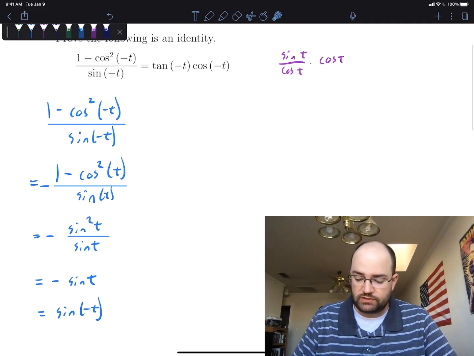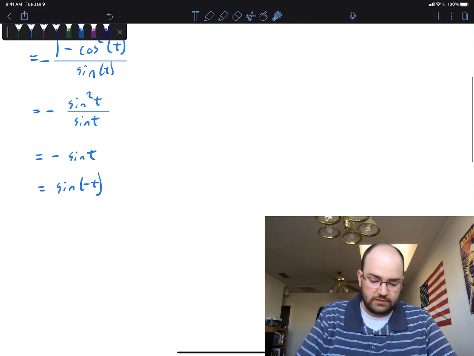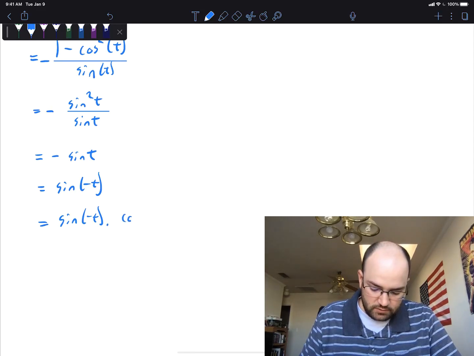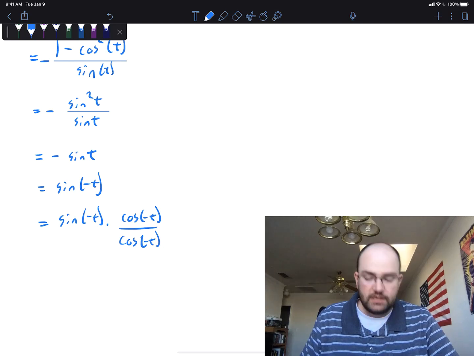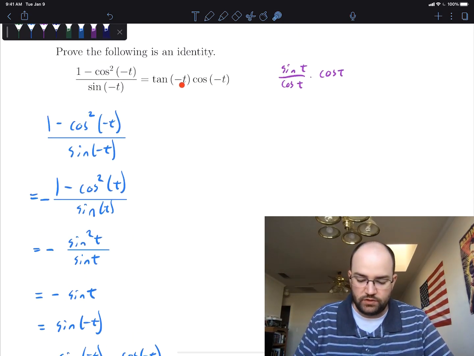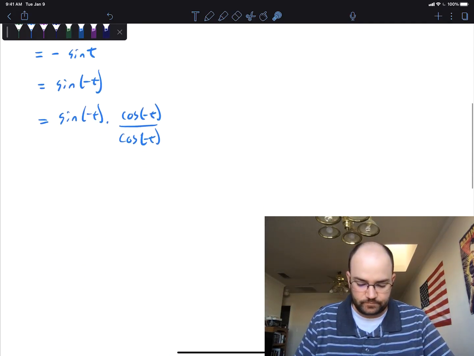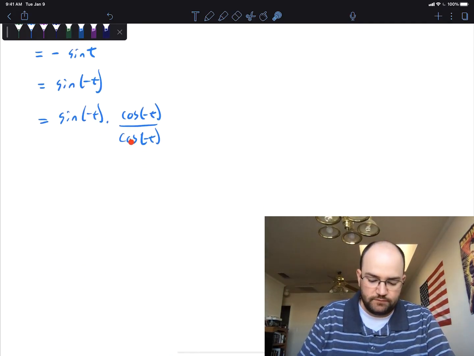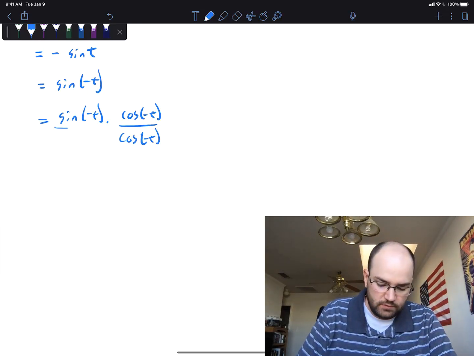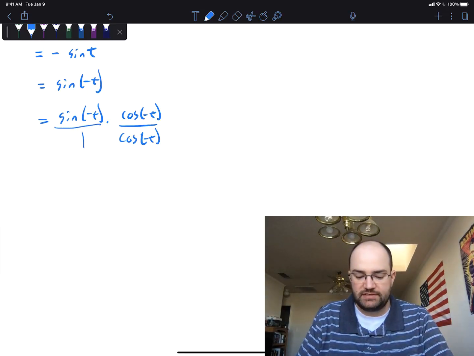What we can do is multiply by cosine over cosine to get what we need. So we can say sine of negative t times cosine of negative t over cosine of negative t. I'm keeping the same argument because if you look at what we want the arguments to be, negative t there. But I can just move that over here because it's just multiplication, right? So a times b is the same thing as b times a.